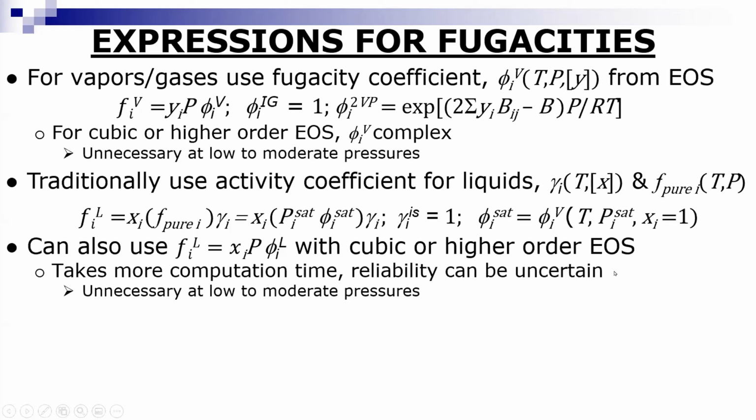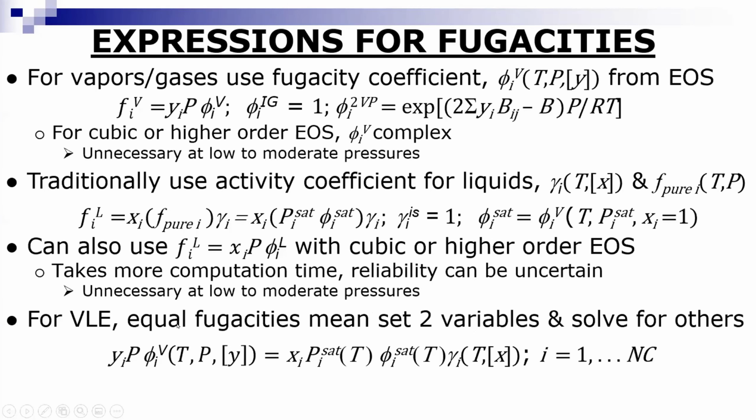It's better to use it combined with the activity coefficient model than use it with a KIJ, which then modifies the parameters, because you generally have in vapor liquid equilibrium, you have activity coefficient models ahead of where you have data and tabulations of binary constants for equations of state. Again, it's perhaps unnecessary at low to moderate pressures.